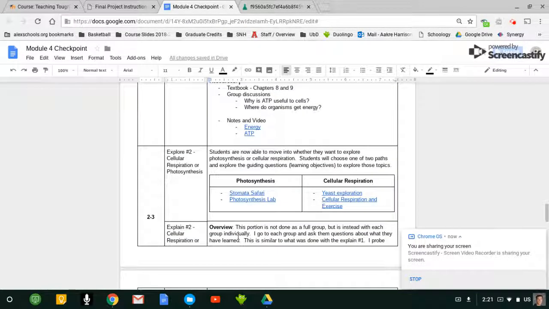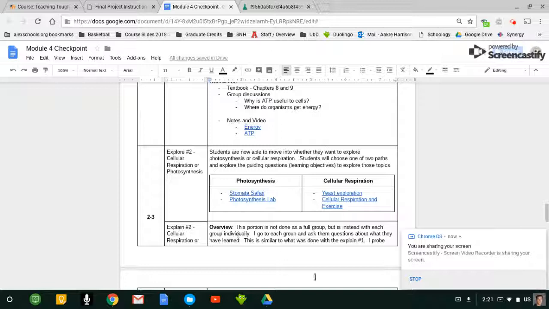Moving on to day 2 and 3, this is where I think it's going to be kind of interesting because I'm going to be splitting my groups up. So groups can choose whether they're going to focus on photosynthesis or whether they're going to focus on cellular respiration. So they get to split apart.